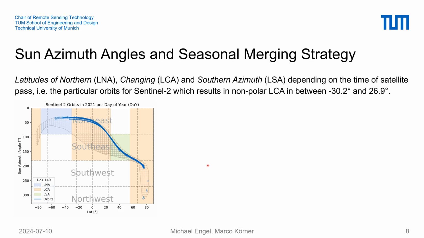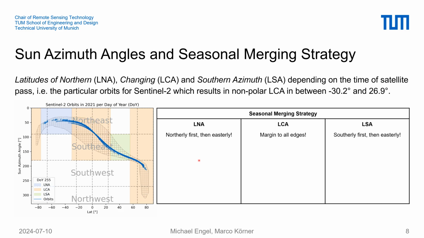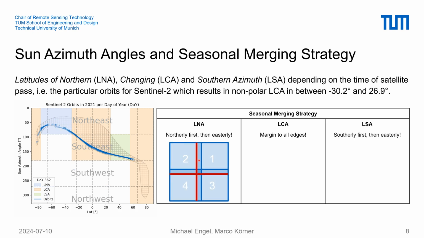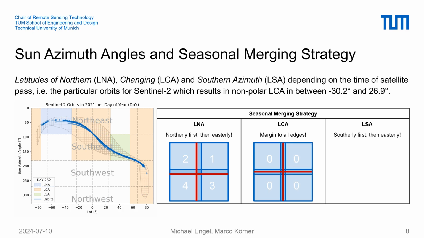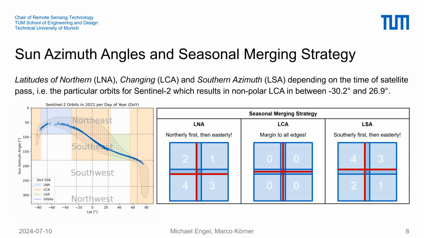Then we aggregated that over time and extracted the latitudes of northern, changing and southern azimuths. Hence, the following seasonal merging strategy has been derived. The northern azimuths ask for a merging strategy of northerly first, then easterly. The changing azimuths cannot clearly prioritize any direction, hence we use the center lines of intersections. For the southerly azimuths, we have to use a southerly first, then easterly strategy.